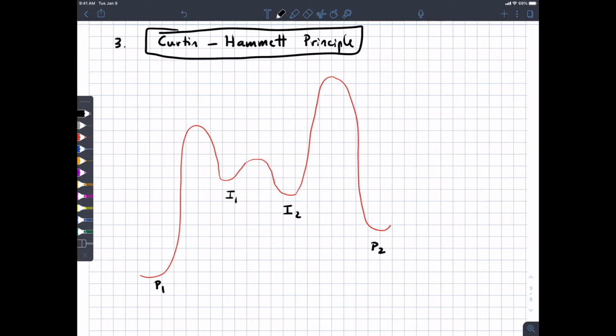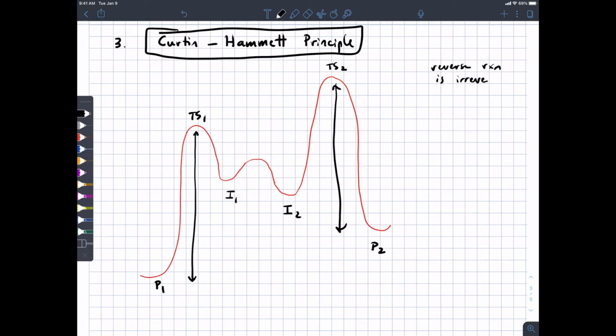Now, we're assuming that the energy difference between transition state 1 and product 1 and the difference in energy between transition state 2 and product 2 are high enough such that the reverse reaction is irreversible. That's funny. The reverse reaction is irreversible. The forward reaction. Yeah, let's try that again. The forward reaction is irreversible. The backward reaction is impossibly slow. Or imperceptibly slow may be the better word, okay?